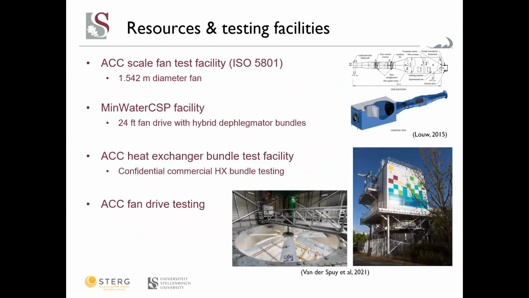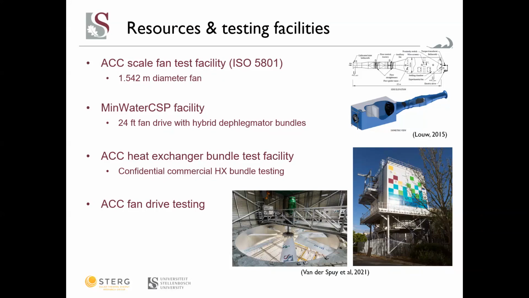So we also have the following test facilities. We have an ACC scale fan test facility, which is an ISO 5801 type facility. You can see in the top right-hand corner a schematic or a 3D view of it. It has an approximately 1.5 meter diameter fan. So we test scale fans or ACC fans at smaller scale in this facility, and then we use the results and scale them up to full scale in order to determine the performance of those fans as they would perform in ACC applications.